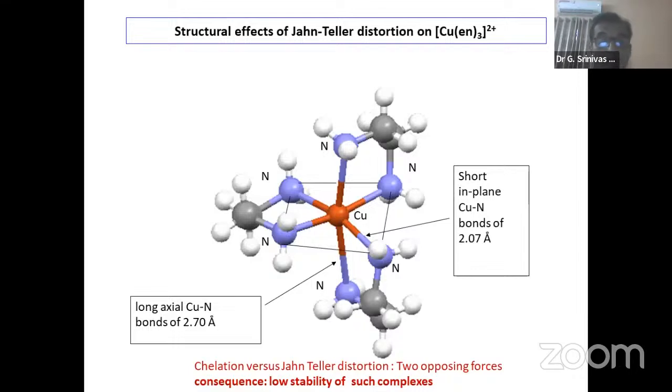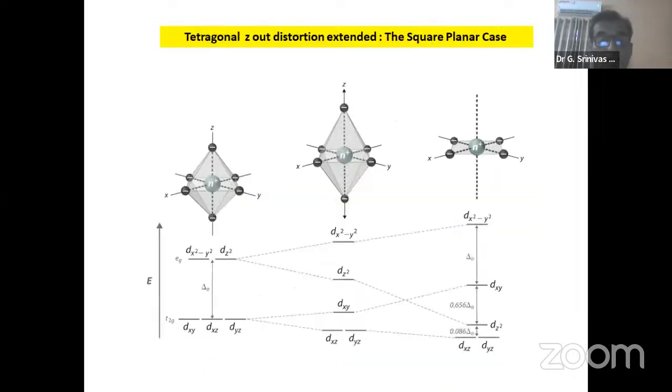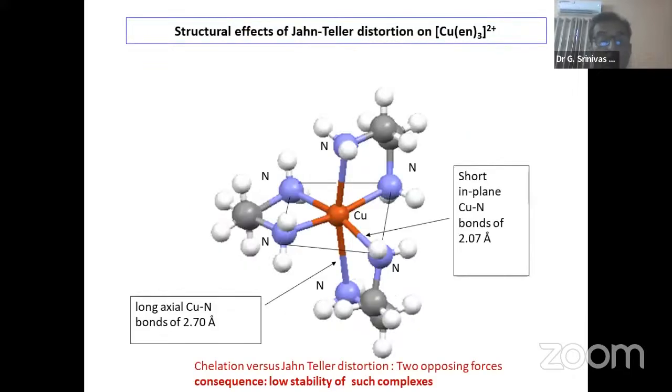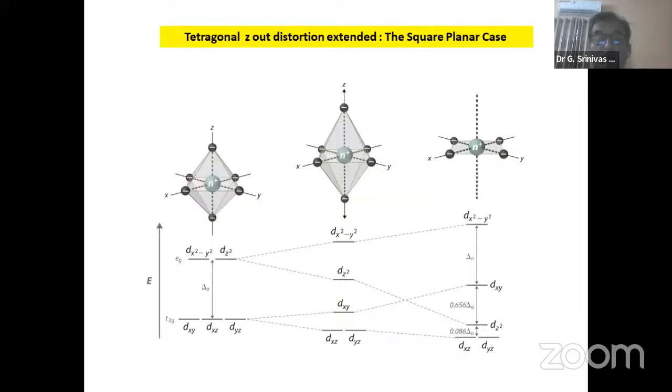So here long and short copper-nitrogen bonds are there. The long copper-nitrogen bonds are 2.70 angstroms, whereas the short in-plane copper-nitrogen bonds are 2.07. So chelation versus Jahn-Teller distortion are two opposing forces, with the consequence of low stability of such complexes. So here tetragonal z-out distortion extends to the square planar case.